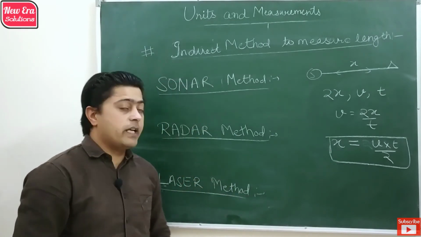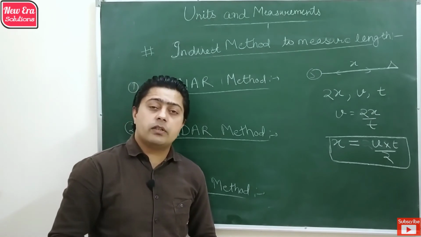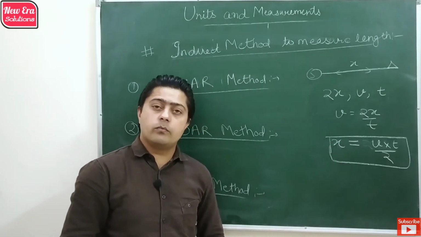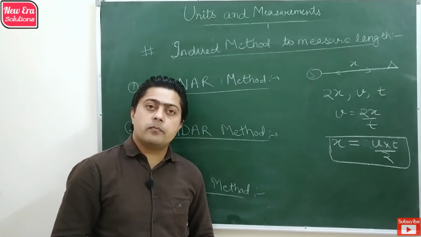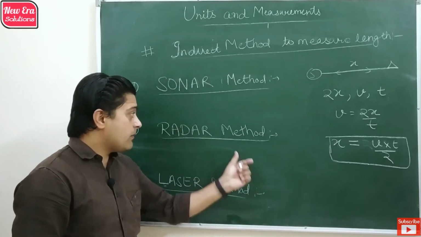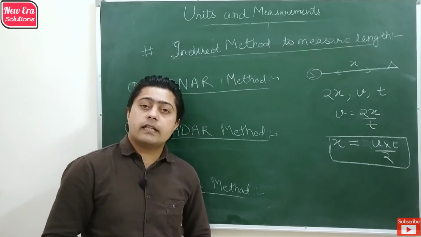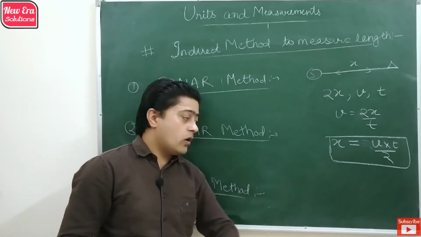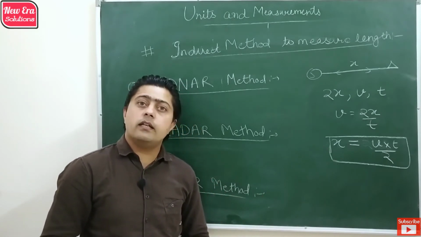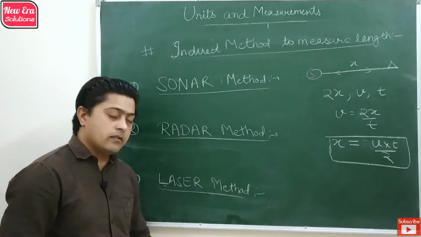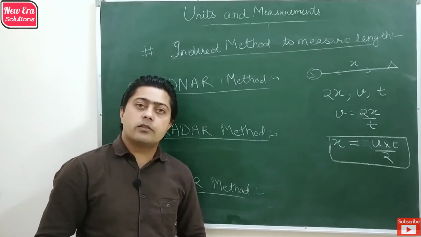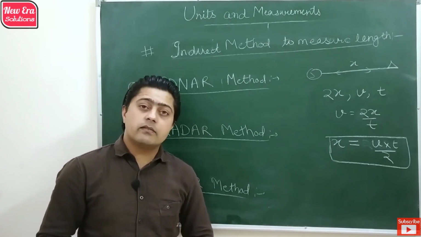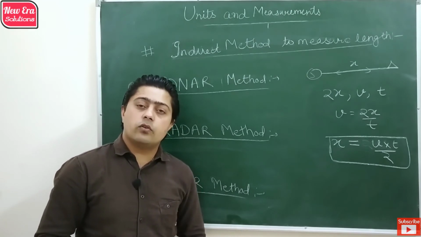In sonar, which stands for sound navigation and ranging, we use sound waves to calculate the distance of an unknown object. This method is commonly used in ships or submarines. Then the radar method, which stands for radio detecting and ranging, in which radio waves are used to calculate the distance of an unknown object. This is commonly used in planes. Then third is laser, which stands for light amplification by stimulated emission of radiation. In this, light waves are used to calculate the unknown distance.